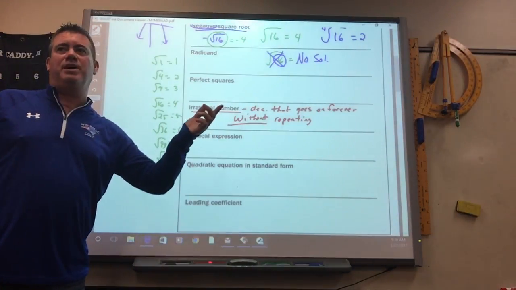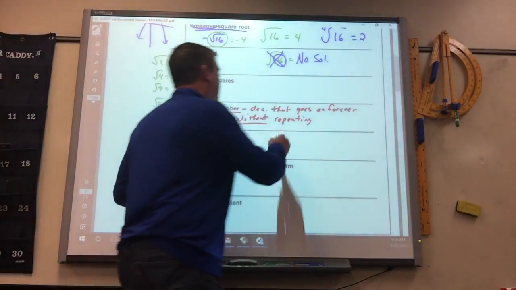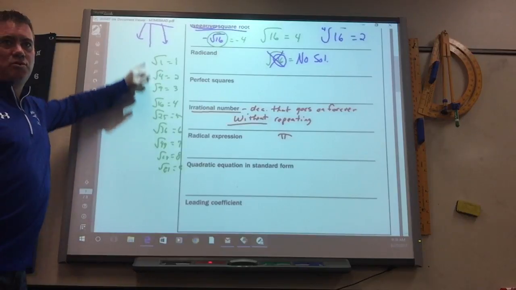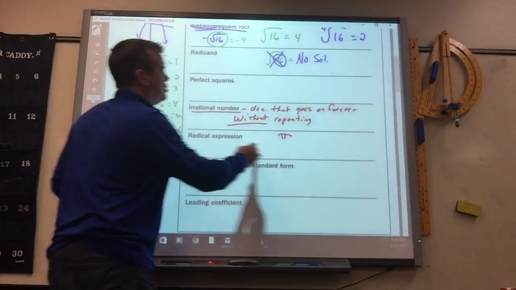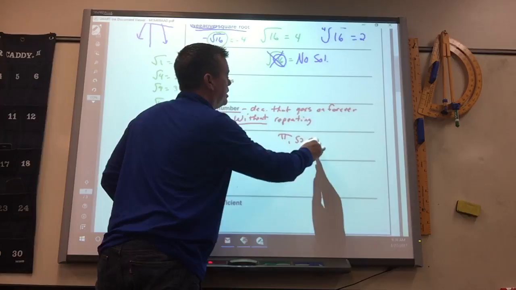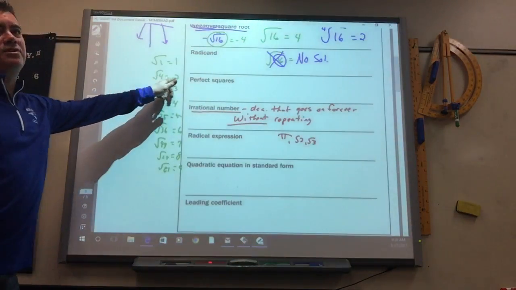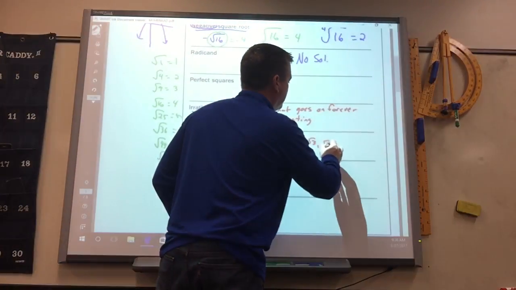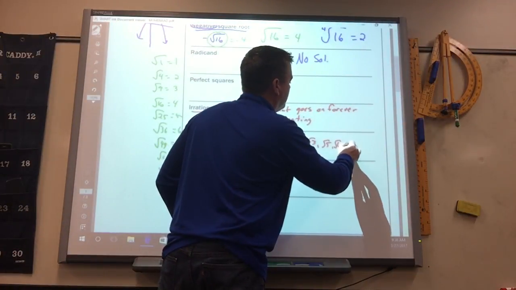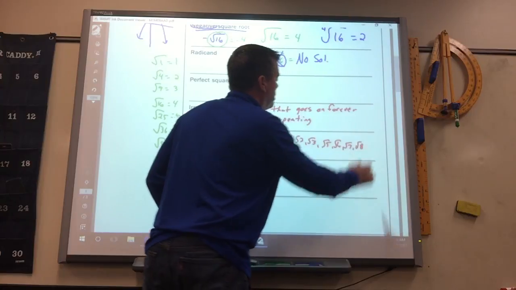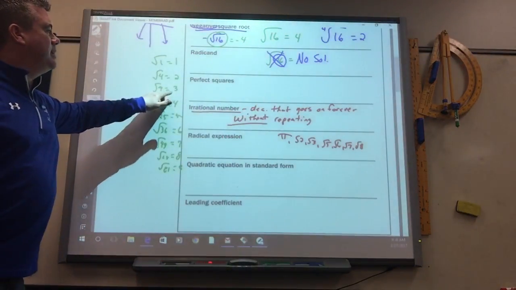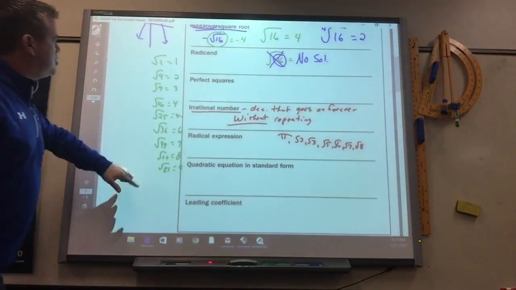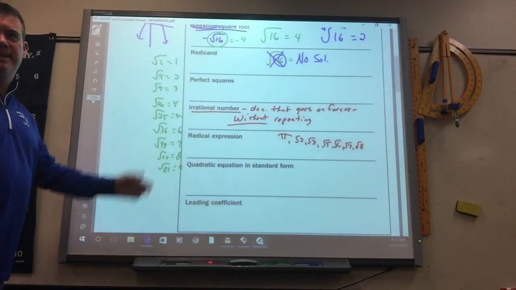Pi is the most common irrational number. Pi is irrational, and then every non-perfect square. Square root of 2, square root of 3, square root of 4 is rational because it's just 2. Square root of 5, square root of 6, square root of 7, square root of 8, square root of 9 is rational. So the irrational numbers, the ones we deal with, are pi and all the square roots that are not perfect. Okay?